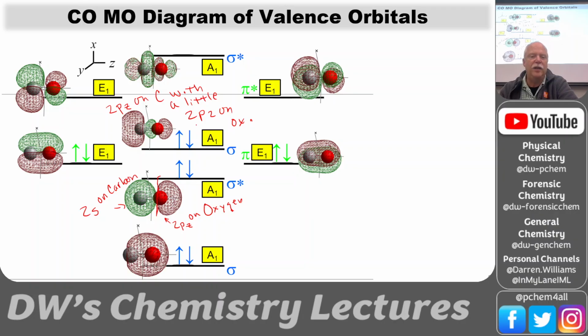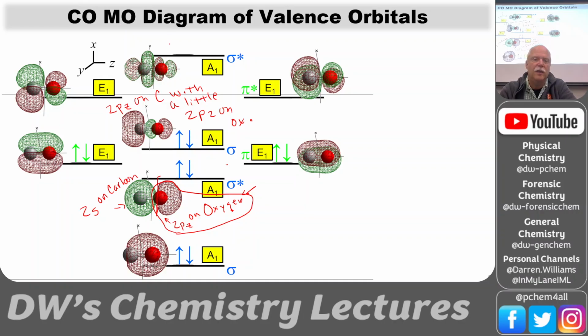Why is there a little bit of 2pZ on here? Because we used up a whole lot of our 2pZ down here. Okay, so it has a big coefficient in front of its 2pZ orbital in this one here at the bottom. And then the coefficient in front of the 2pZ on carbon is bigger on the other one. And then up here, it's kind of equal.